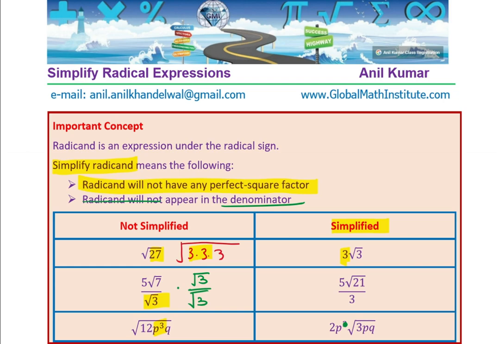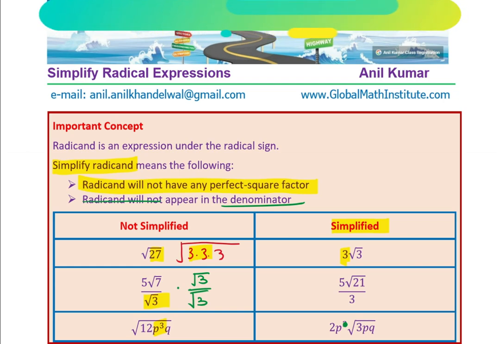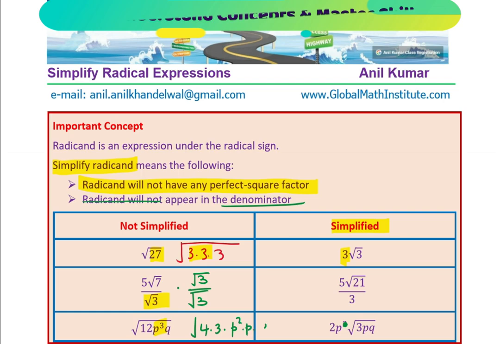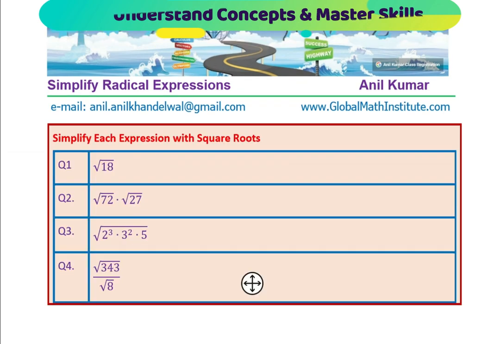Now in this case we have written 2P outside since 12 is 4 times 3. You get the idea. So think like this, 4 times 3 times P square times P times Q. This is not simplified since we have a perfect square, also a variable which is squared. So both can be taken out as 2P and simplified. You get the idea. Use these concepts now and then simplify and write down the solutions.